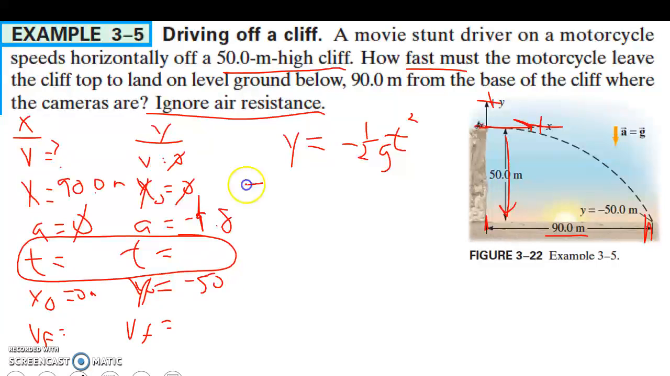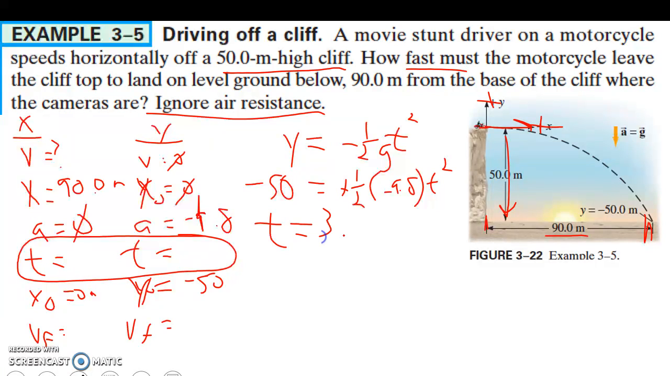Okay, I know my final position is negative 50. Negative 1/2, negative 9.8, t squared. Okay, actually positive 1/2. It's going to become a negative number. So I do all this math, I take the square root, and my t turns out to be 3.19 seconds. Now that's key because if I know my time in the y is 3.19, I also know my time in the x is 3.19.